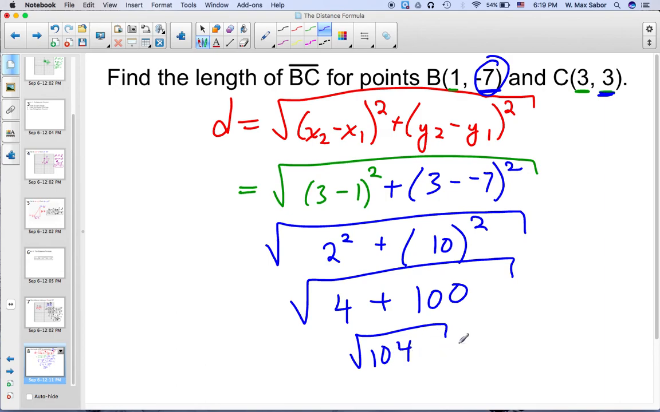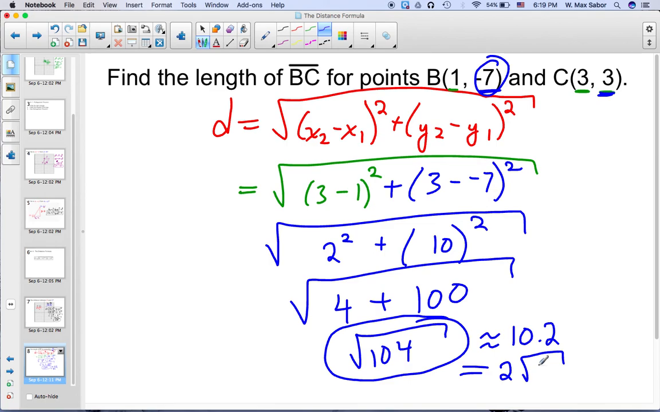Now, if you don't know how to simplify that yet, we'll worry about that later. This is slightly bigger than 10, but a better answer for sure would be if you know how to simplify your radicals, then we would simplify this as 2 square roots of 26, and that would be our better answer, 2 square roots of 26.